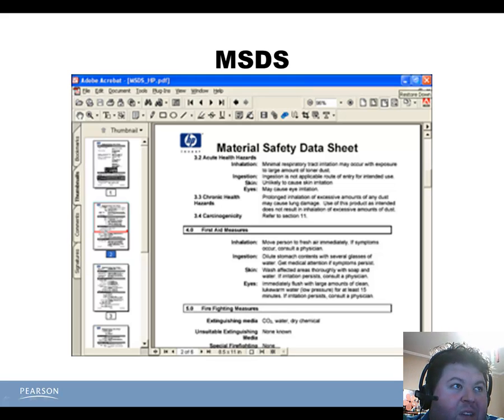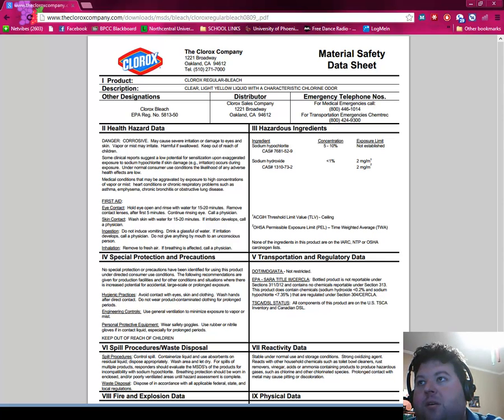This is an example of an MSDS sheet. And their graphic is not very clear here. Since their graphic's not very clear, I found one on the internet just to pull up to show you kind of what they look like. This is one for Clorox bleach. Regular bleach, it tells you at the top the product, who distributes it. There is an emergency telephone number that, in this case, Clorox runs in case there's a bleach problem. It gives you a description of the product.